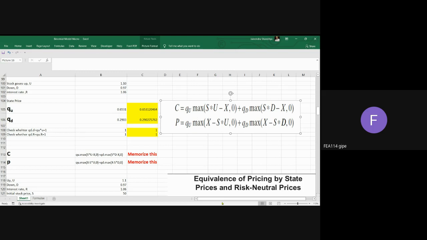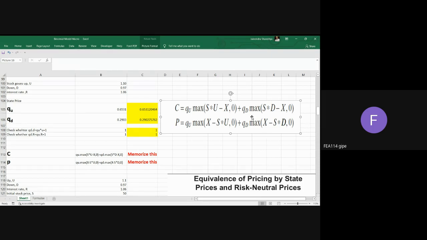So C according to this formula is nothing but QU into the maximum of the stock into the up movement minus the exercise price, which is always the case that the option returns you the maximum value between the stock price at horizon minus the exercise price, or 0 at least.